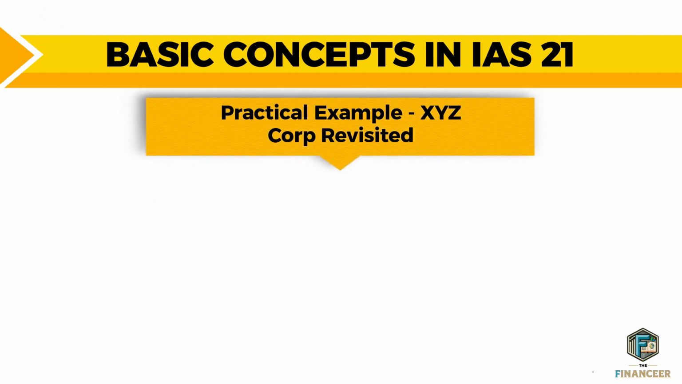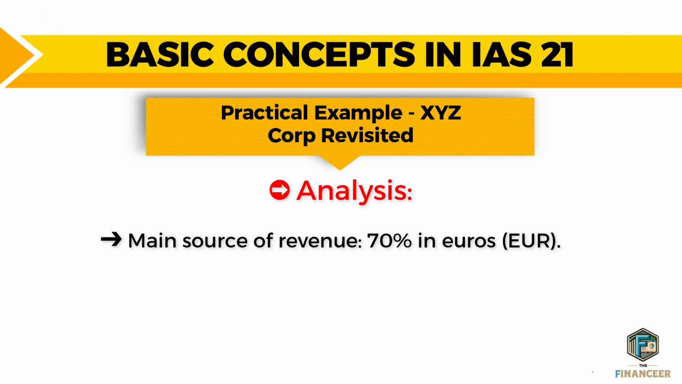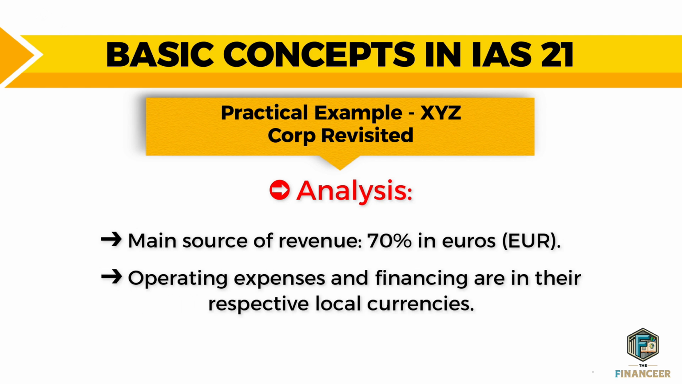Let's take an example. Let's assume that XYZ company from our previous module has the following information. The main source of revenue is 70%, and all of this 70% is in euro. So 70% of the revenue is in euro currency. And the operating expenses and financing are in their respective local currency.